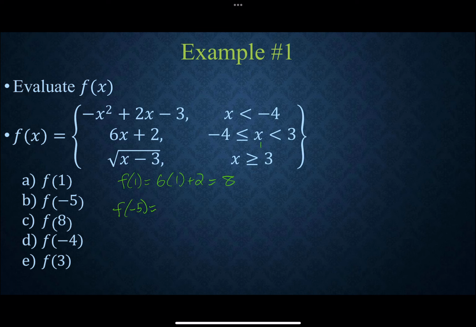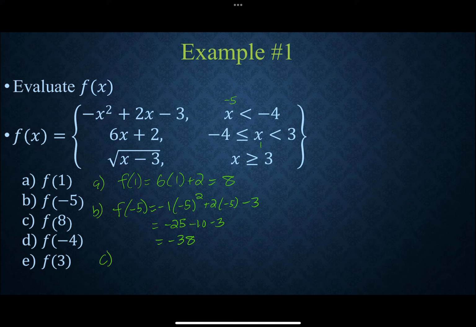f of negative 5 is less than negative 4. So we'll go to the quadratic there, which is negative 1 times the negative 5 squared plus 2 times negative 5 minus 3, giving us negative 25 minus 10 minus 3, so that would be a negative 38. All right, so again, negative x squared, remember it's negative 1 times x squared, so you can probably evaluate that part there.